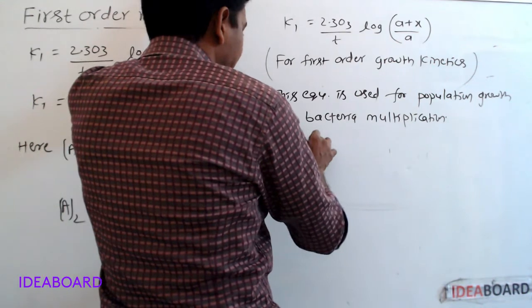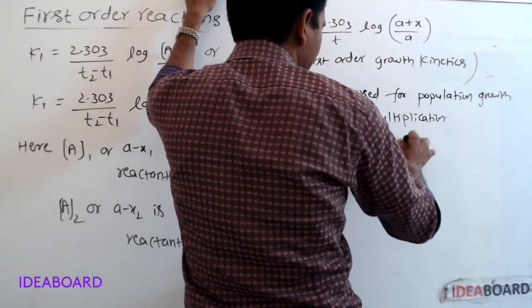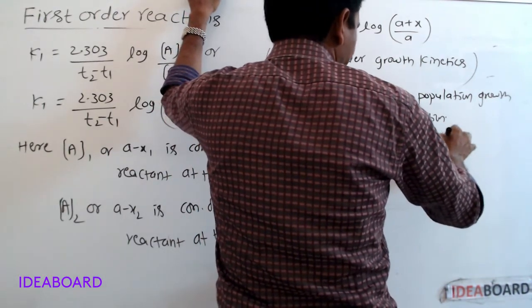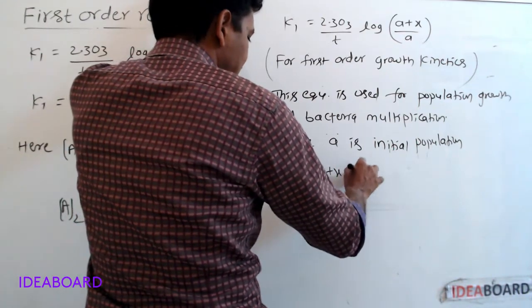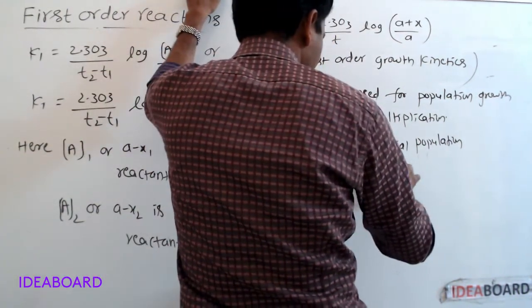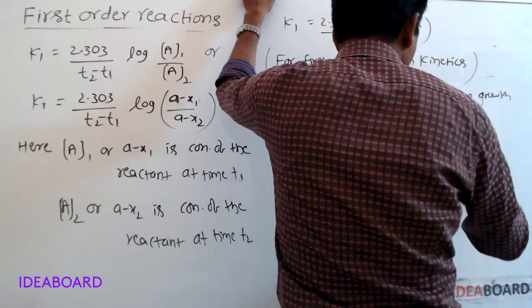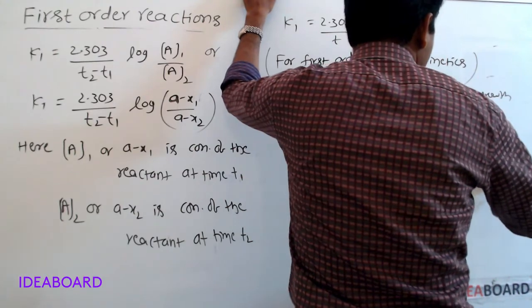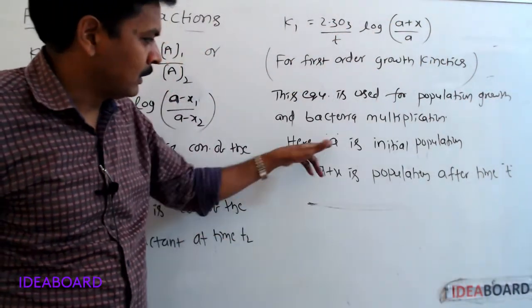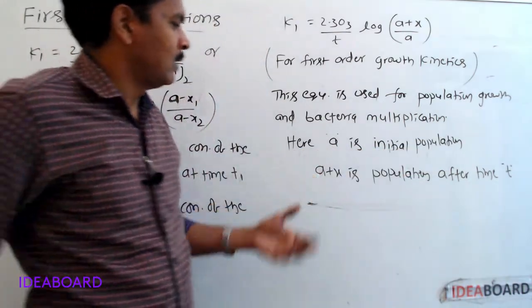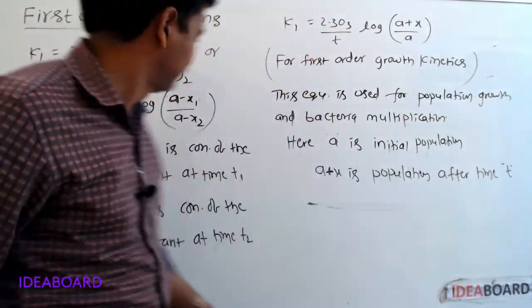In this equation, A is the initial population. This A plus X is the population after time t.